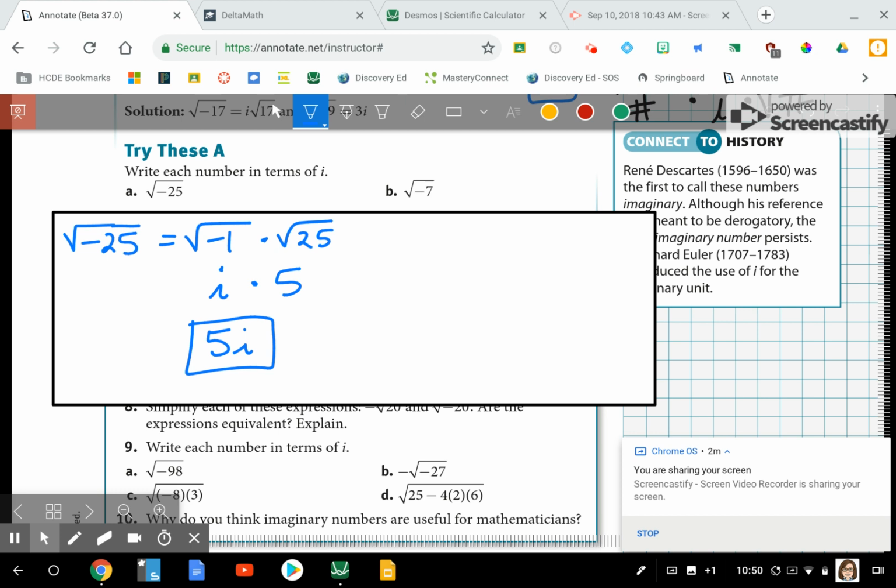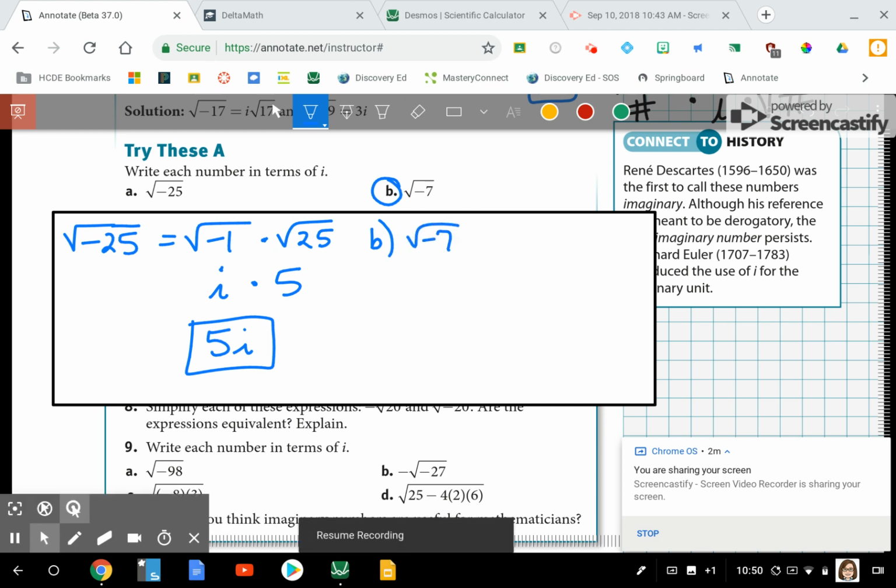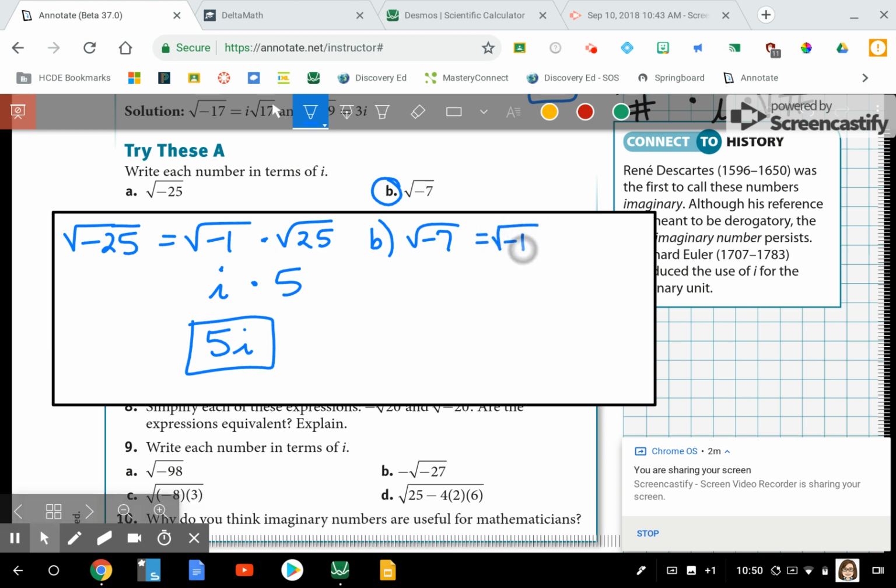Now I want you to try part B. In part B, you saw it was square root of negative 1 times square root of 7, so it's i square root of 7. Square root of 7 cannot be simplified any further, so it's just i square root of 7. That would be your final.